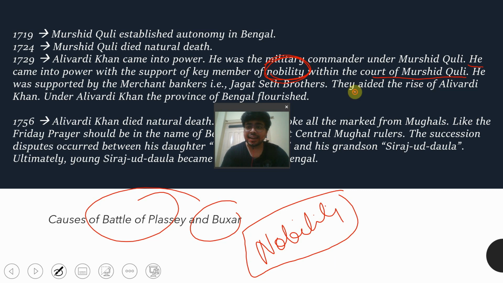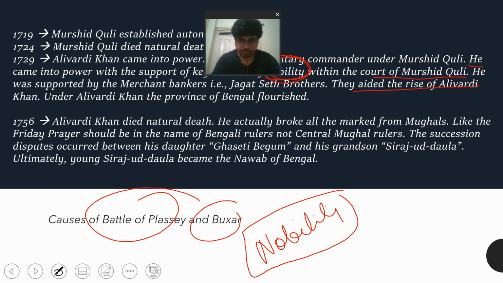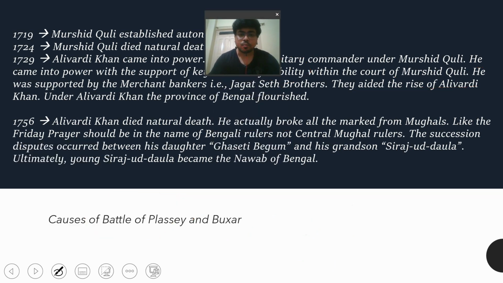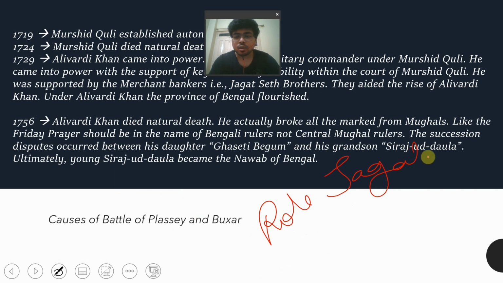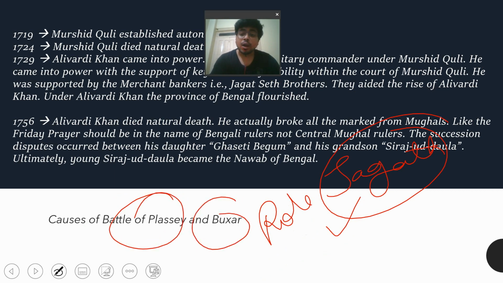They aided the rise of Alivardi Khan, and under Alivardi Khan, the province of Bengal flourished. How? We will see what the role of the Jagat Seth brothers was. Their role was very important in both cases. And who were the Jagat Seth brothers? They were merchant bankers. And what did these merchant bankers used to do? They used to provide loans. And why did people take loans?